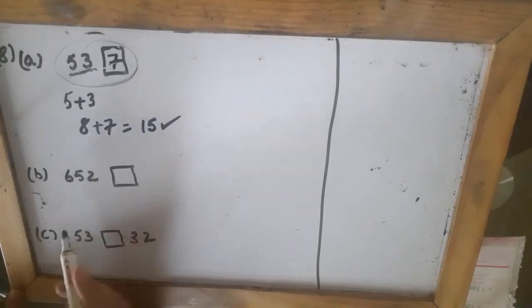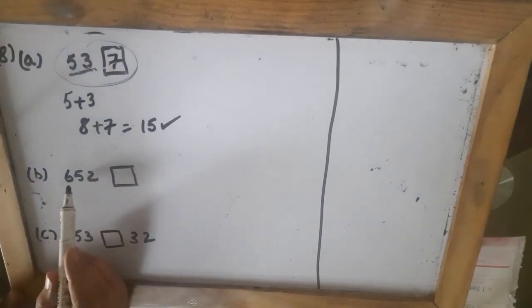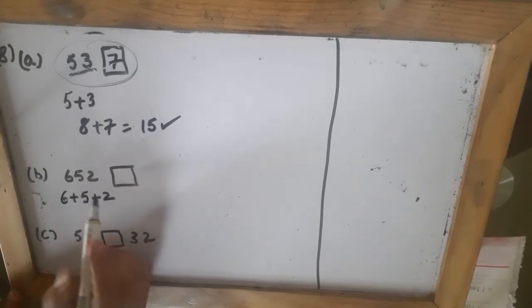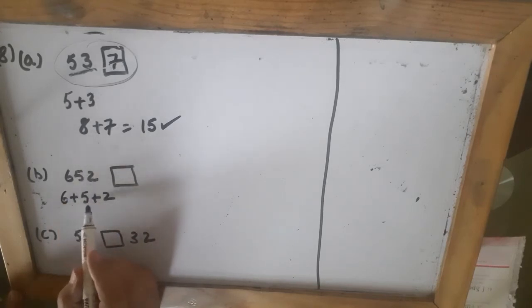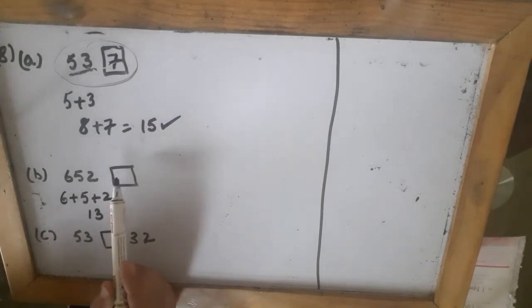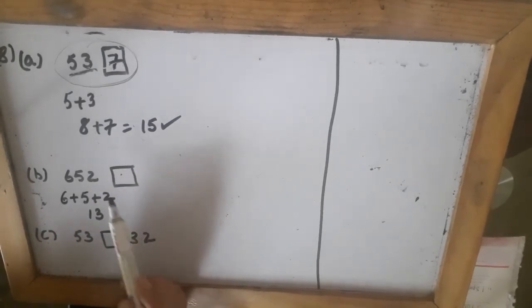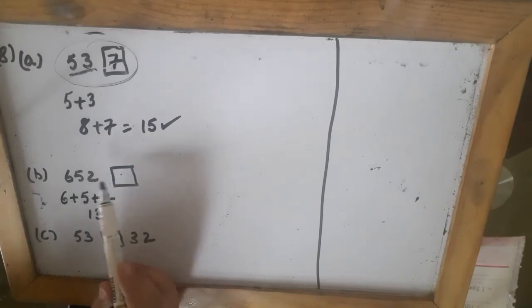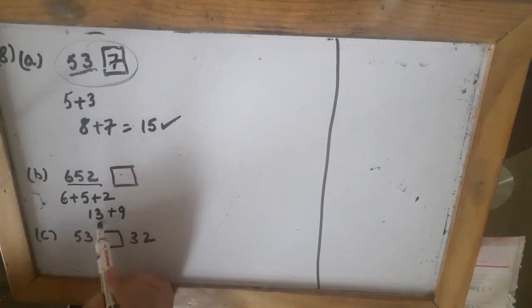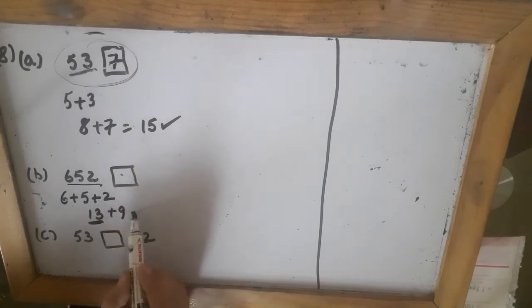Okay, now let me take one more example. B part. Now here you are given 6 plus 5 plus 2. So I have to add the digits now. So it means I have 13. So I have to add the greatest digit over here so that this number becomes divisible by 3. Now greatest digit, let me add 9 to it. I already have 13, so let me add 9 to it. So what do you get?